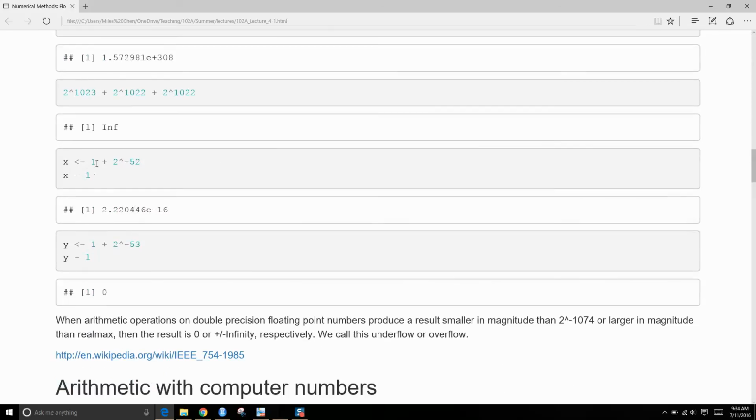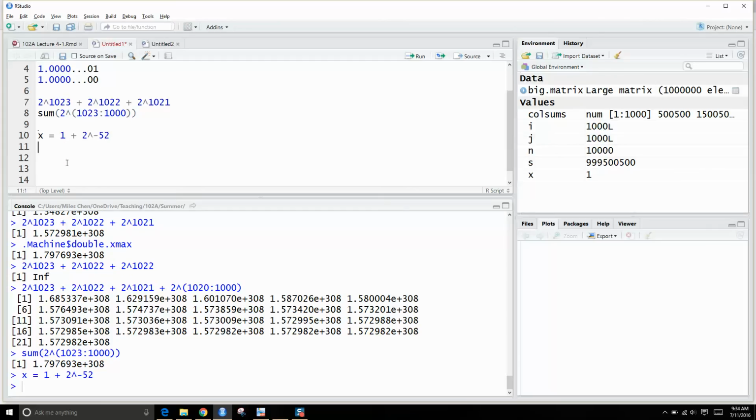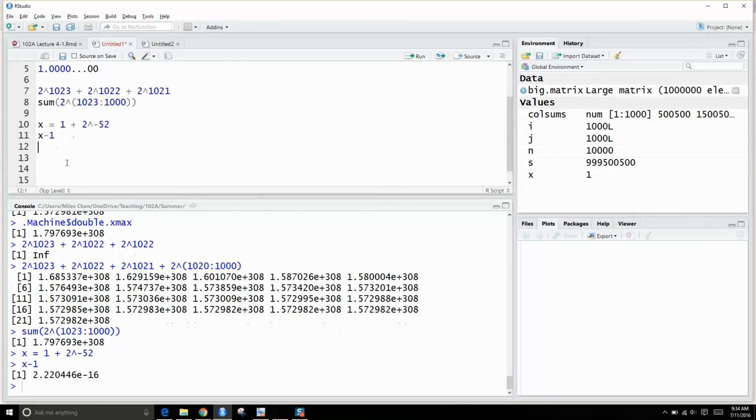All right, so here I'm going to say x is equal to 1, and I add plus 2 to the negative 52 here. Okay, and I can do x minus 1 and see what we get, and we get this small number. So we can actually distinguish between 1 and 1 plus 2 to the negative 52.